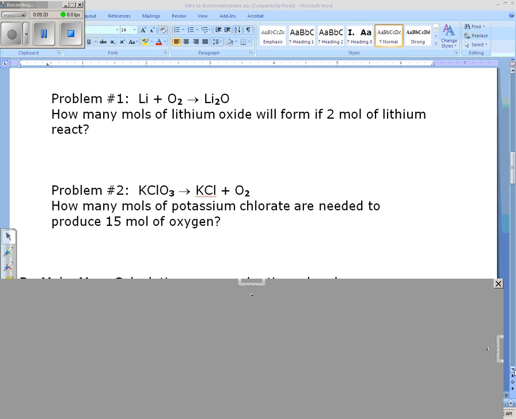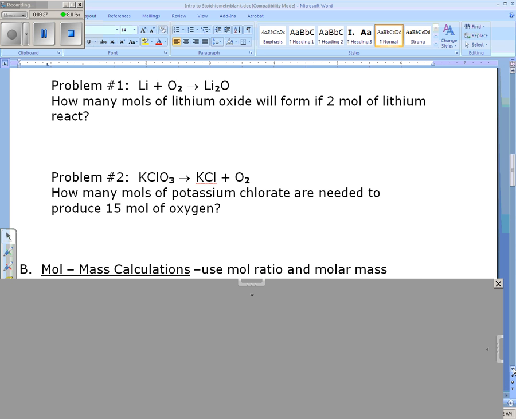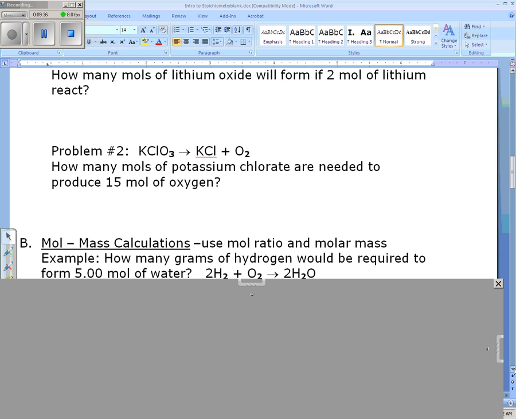Okay, hopefully by now you feel pretty comfortable with using mole ratio. Now we're just going to expand out our stoichiometry problems. So our next one is going to be a mole mass calculation. We're going to use mole ratio and molar mass. We're going to go from moles of one compound to mass of another. And mass is going to be in grams.